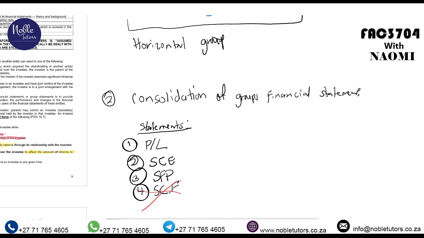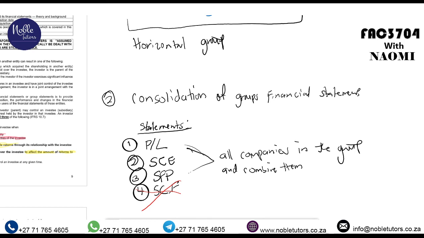All right. So what do we do in consolidation? We take these three statements of all companies in the group and combine them. All right. So we combine them to report in one financial statement.